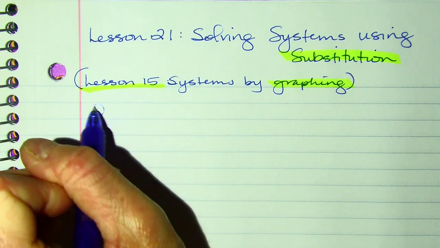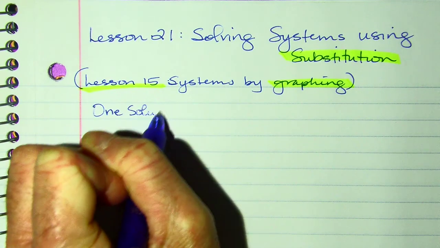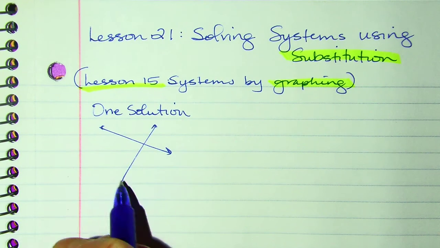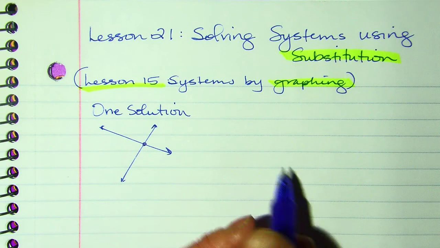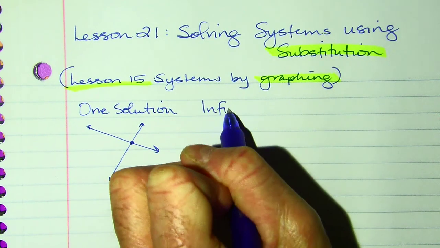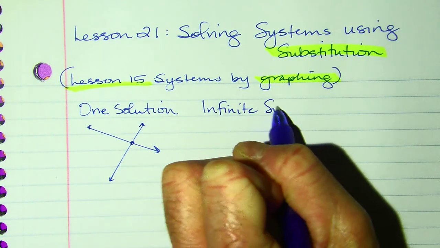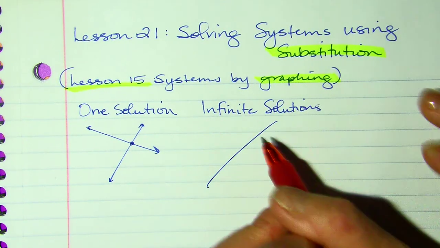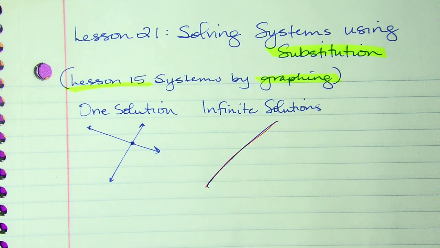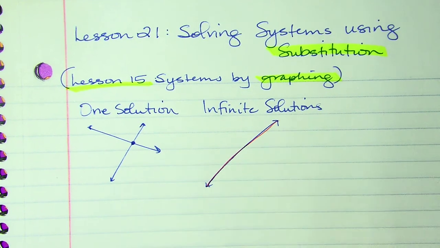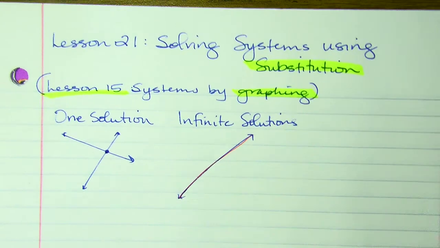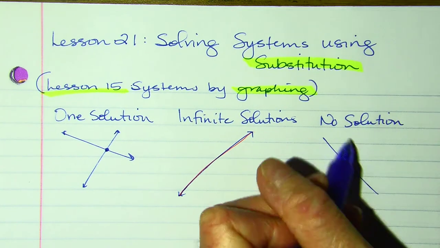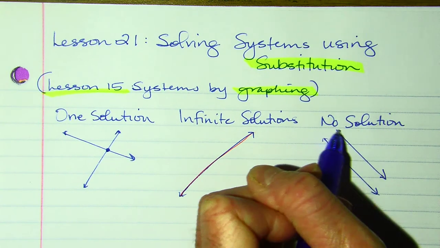We can have one solution, and that is when I have two lines that intersect at a specific point. I can have infinite solutions, and that is when I have two lines that are basically on top of each other, and so they create infinite solutions. Or third, the only other possibility is no solution. And I don't know if you remember, but that is when I have parallel lines.